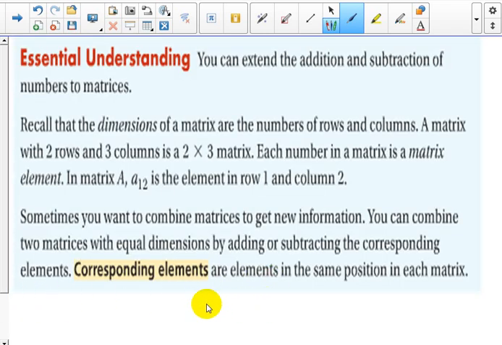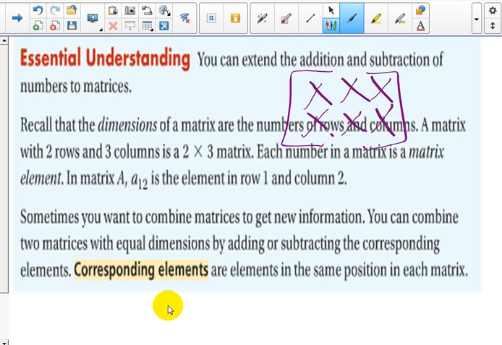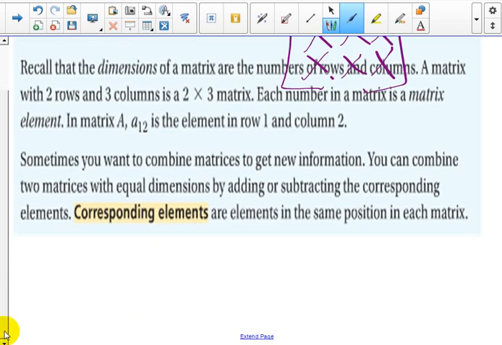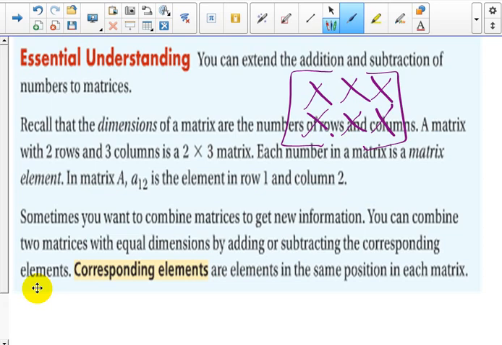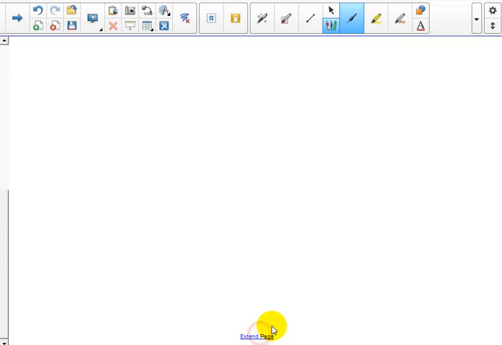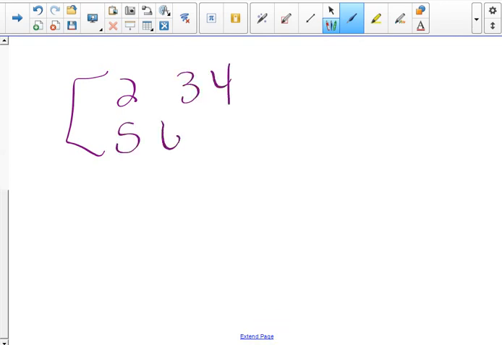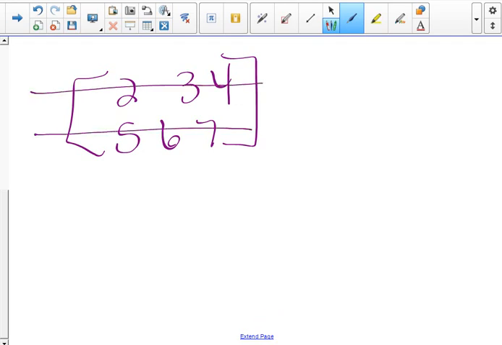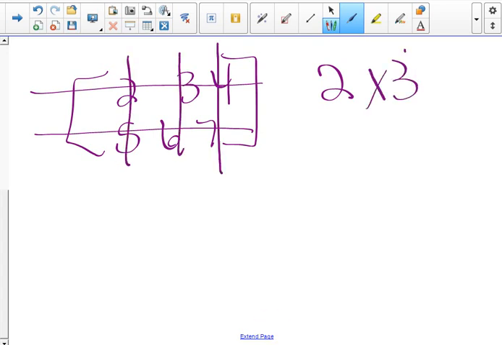So I talked about we're going to have these grids of numbers. And we might have 2 rows and 3 columns, right? So if I have this, we're going to talk about our rows first. So we have 1, 2 rows. And we have 1, 2, 3 columns. So this is a 2 by 3 matrix.